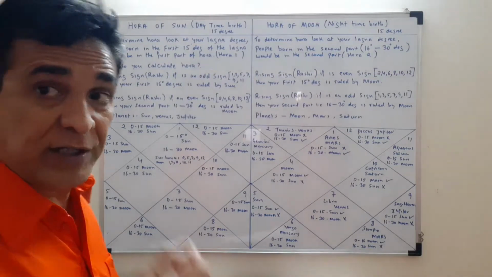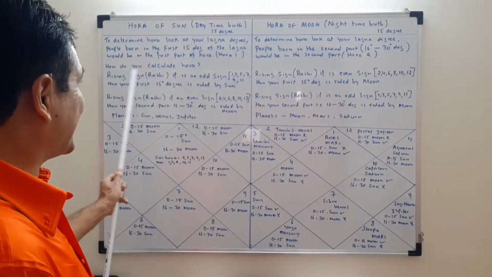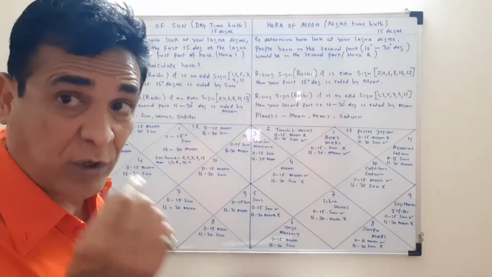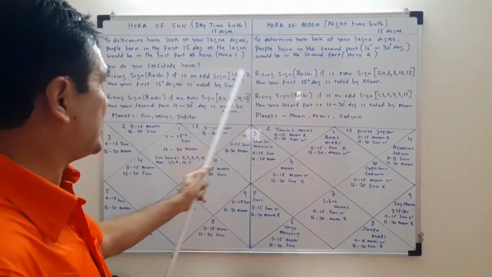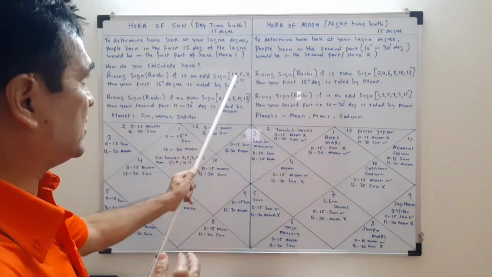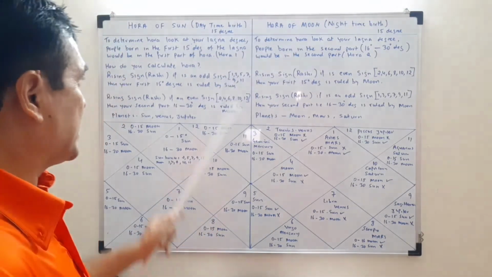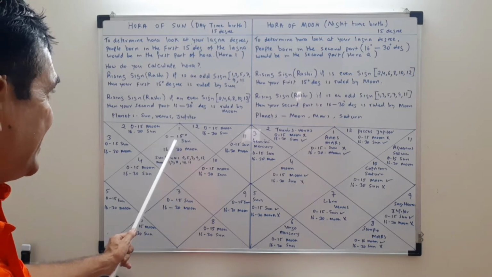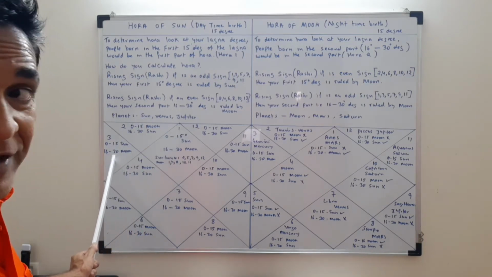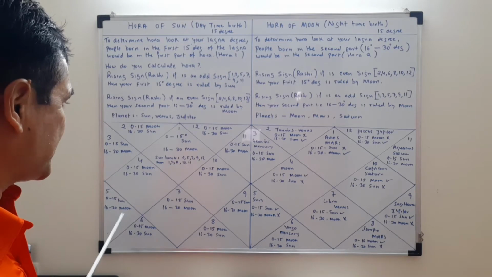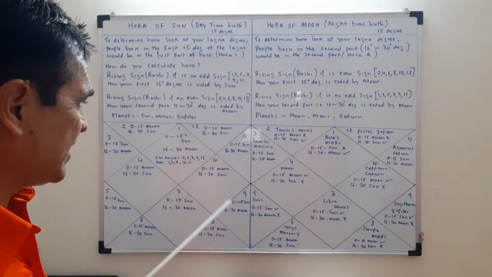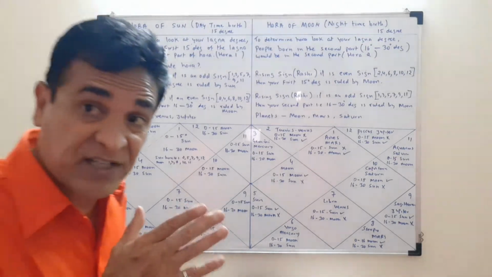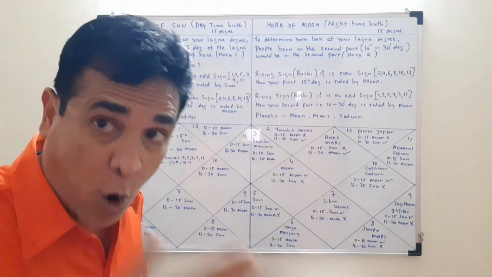How do you calculate the Hora? Rising sign, that means your Lagna, if it is in an odd sign. Now what are odd signs? 1, 3, 5, 7 and so on, 9 and 11. You will understand this by looking at the odd signs over here. This is Aries, then the odd sign Gemini, then Leo, then Libra, then Sagittarius, then you will find Aquarius. These are the signs known as odd signs.